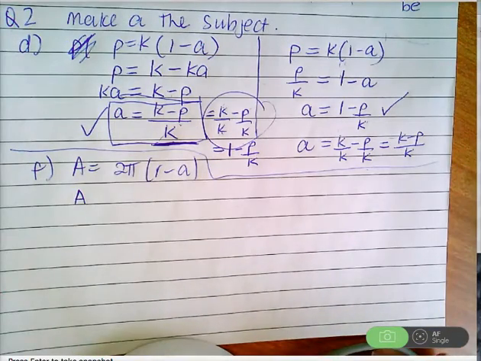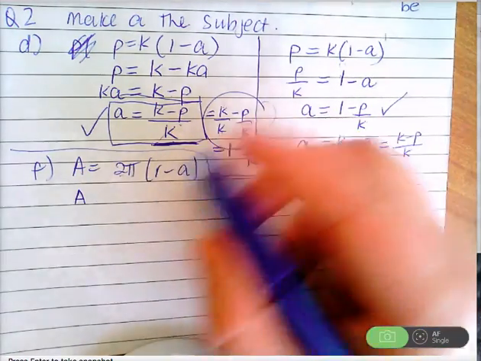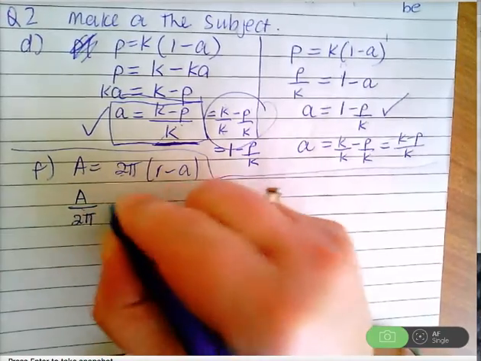Question 2F. What would you move first? Yeah, this is 2 pi times all of that. The opposite of timesing by 2 pi would be to divide.